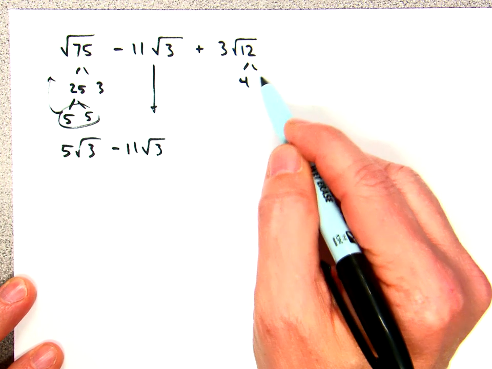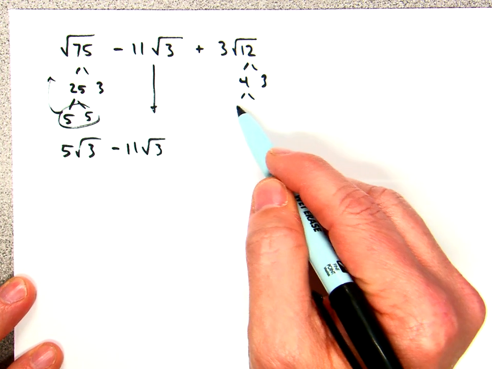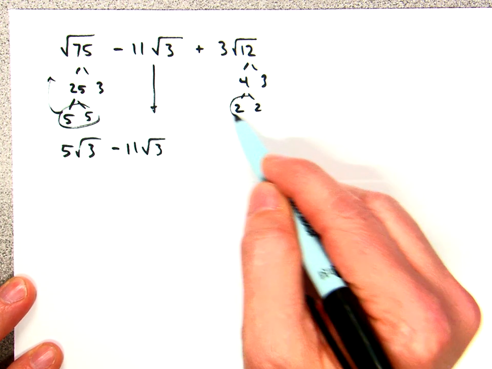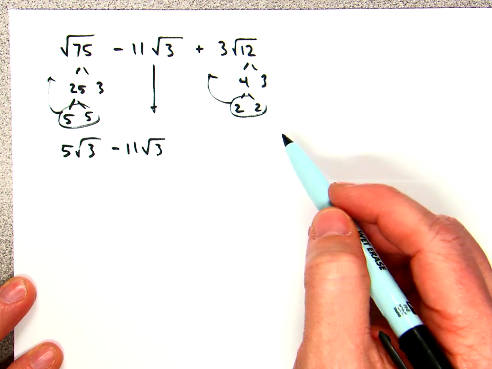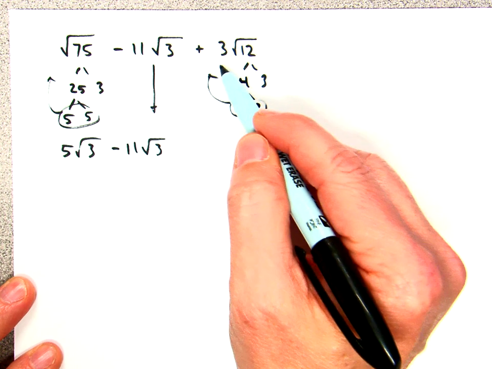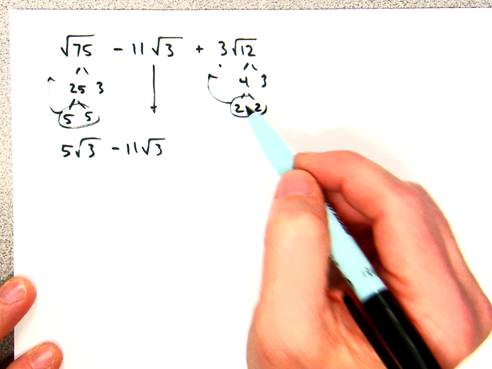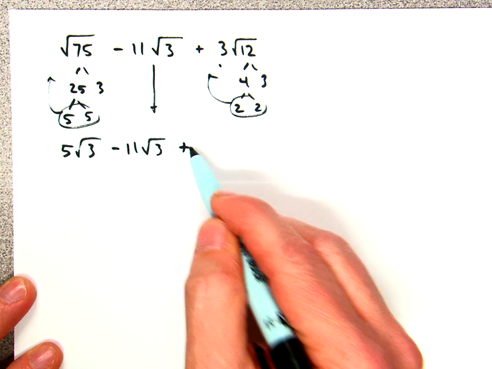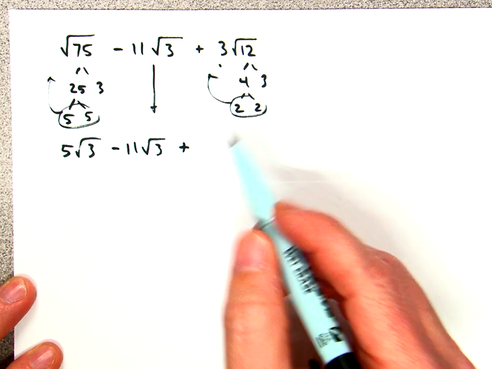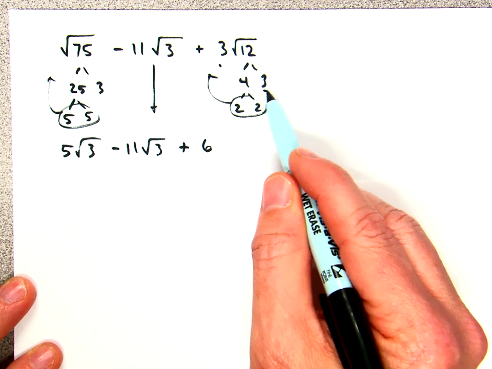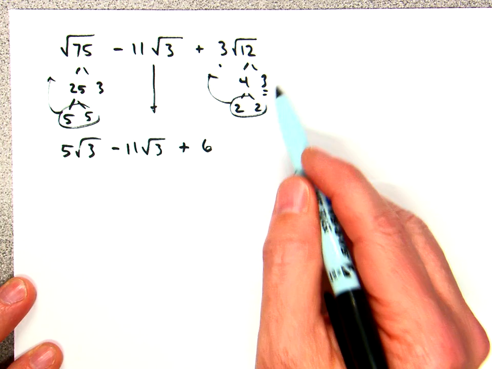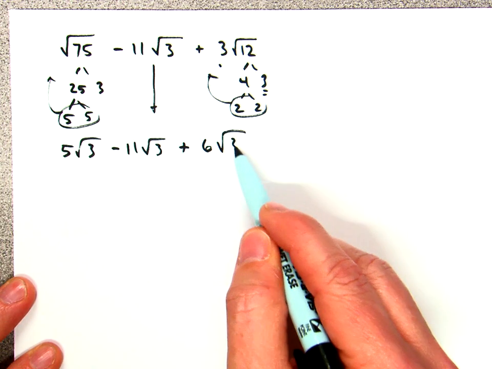12 breaks down into what? 4 times 3. 4 breaks down into 2 times 2. So again, we can pull a 2 out because we have a pair. There's already a number outside, so we're going to multiply. Remember, it's still going to be a plus, right? So 3 times 2 is 6. Don't forget, the 3 stays underneath the root, right?